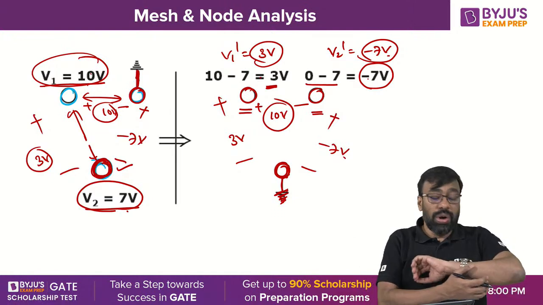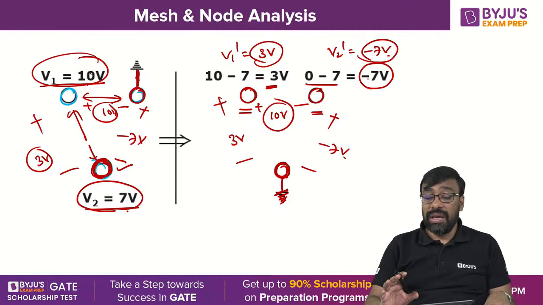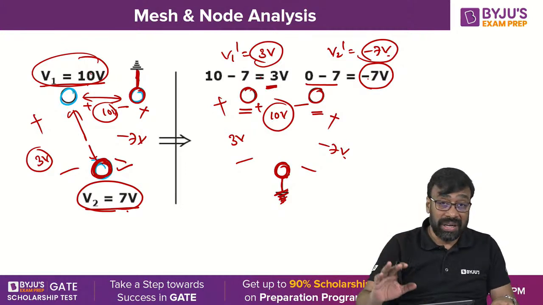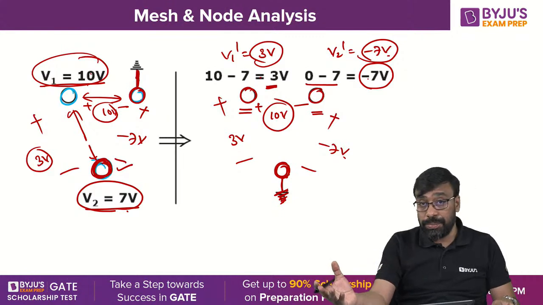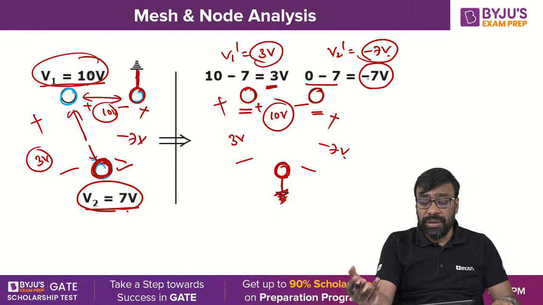That means any node can be selected as a reference node. There is no restriction. Understand all of you, okay? And the node voltage might be anything. It need not be 0. It may be any other value. But for convenience, we are selecting it as 0. You understand all of you?